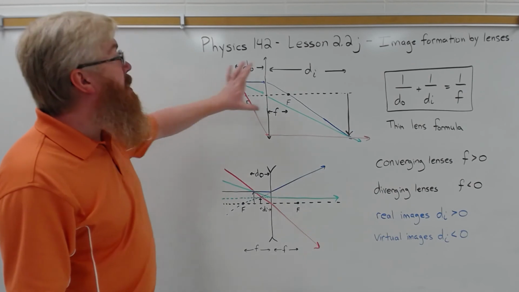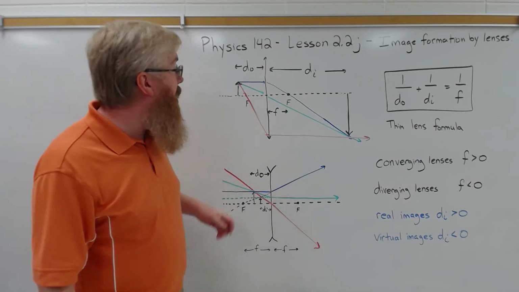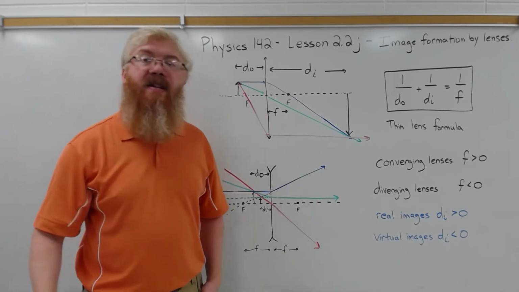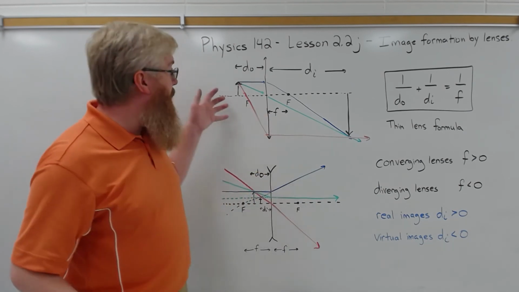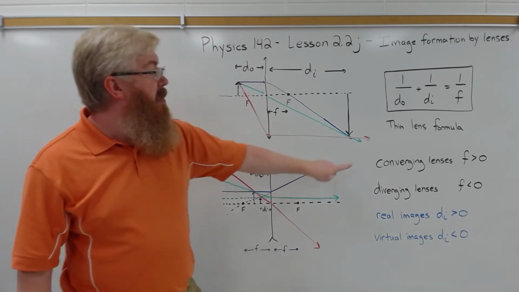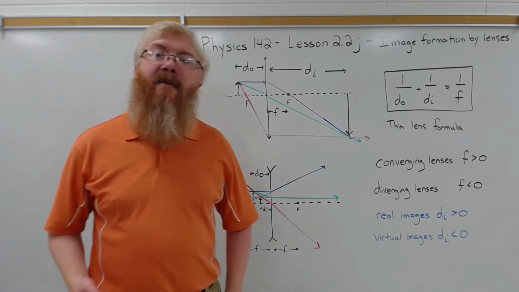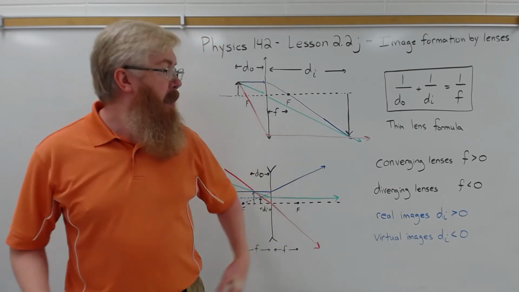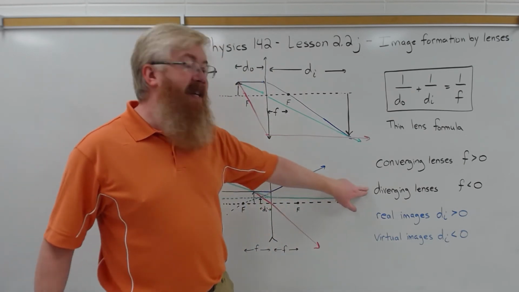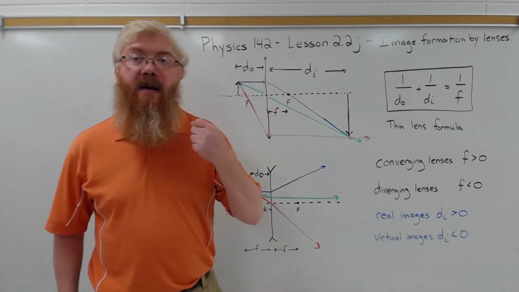So how do we use this thin lens formula? Well, a couple of caveats if you want to solve these problems. First of all, you can see diverging lenses and converging lenses behave differently, right? Converging lenses bring parallel beams of light together. Diverging lenses take parallel beams of light and spread them out. So the focal lengths have different signs. If I tell you I have a converging lens with a focal length of 10 centimeters, that means the focal length is positive 10 centimeters. If I tell you I have a diverging lens with a focal length of 10 centimeters, that means the focal length is negative 10 centimeters.